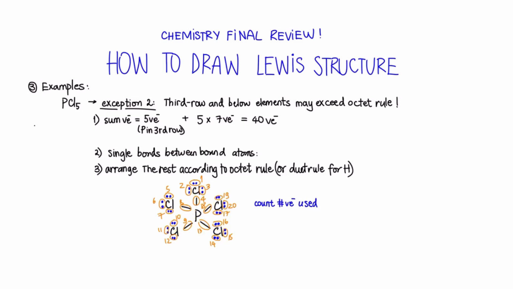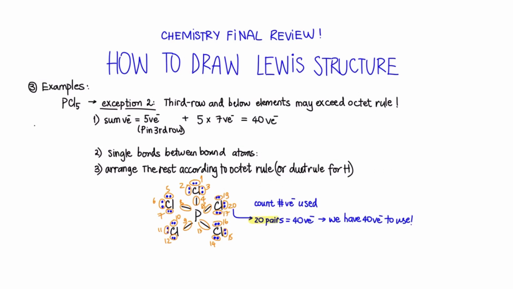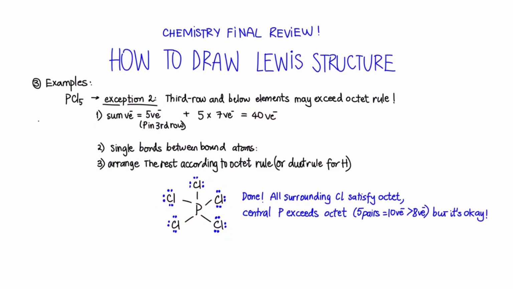Next, we're going to count the number of valence electrons we've used so far to satisfy the octet rule for all those chlorines. After counting, I see that I've used 20 pairs of valence electrons. That translates into 40 valence electrons, which is exactly the number of valence electrons we're allowed to use as calculated from step 1. And so we're done. This is the final Lewis structure for PCl5.